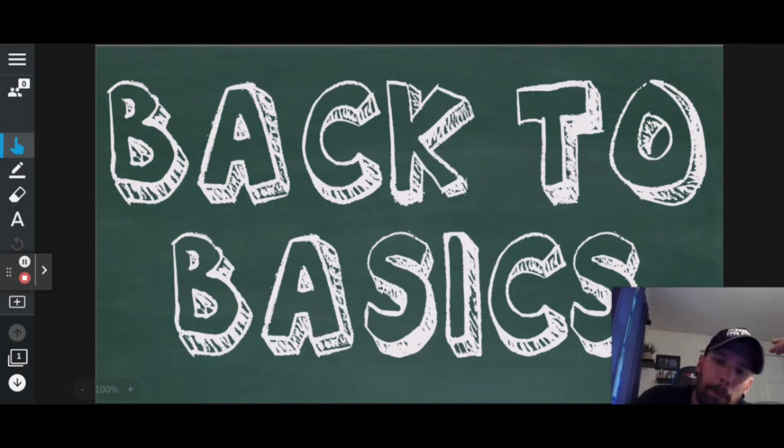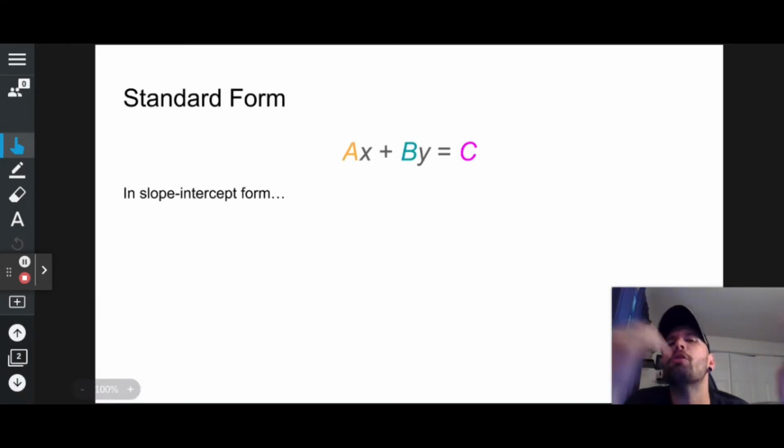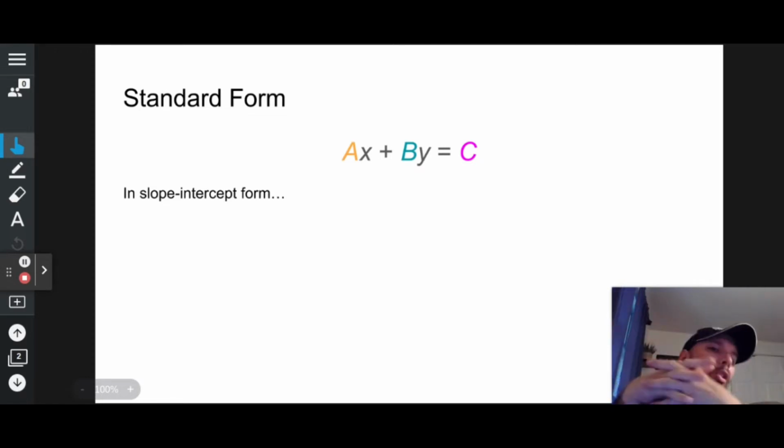So let's get started. Standard form is what they used back in the olden days. And that's what it looks like: Ax plus By equals C, where A and B are just numbers, and so is C. X is x and y is y. Now what's A? Nothing. What's B? Nothing. What's C? Guess. Nothing.